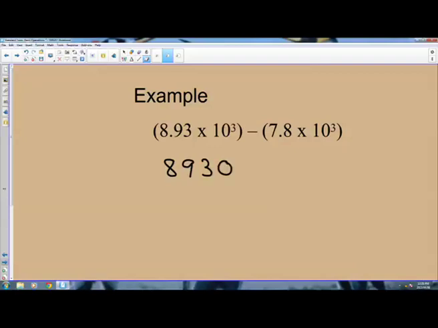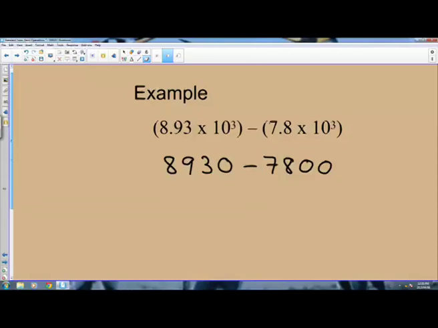So you are multiplying by 10 to the power 3, and this simply means when we change 8.93 times 10 to the power 3 into an ordinary number, it will be 8,930. Minus, change 7.8 times 10 to the power 3 into an ordinary number. This will give us 7800. 1, 2, 3. Yes, 7800 is 7,800. And then we are to subtract.